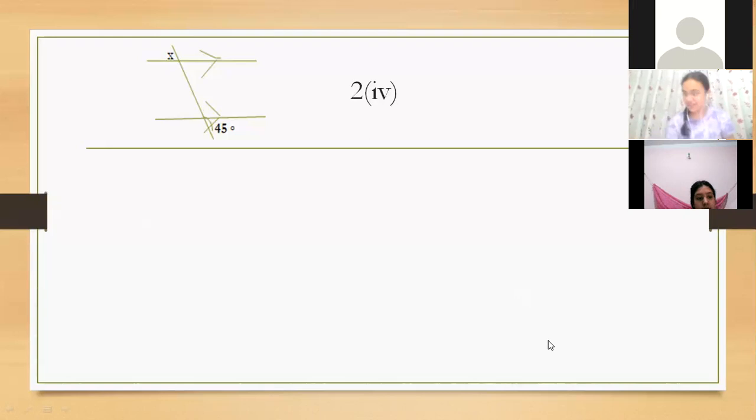Sir, corresponding angle. No, they are not corresponding angles. Alternative. Alternate. Don't say alternative. Okay, they are alternate. They are alternate exterior angles.